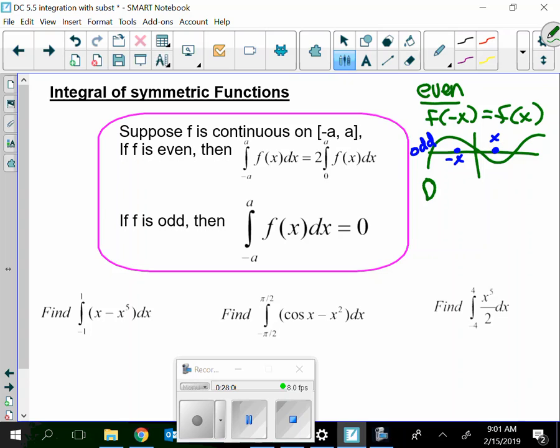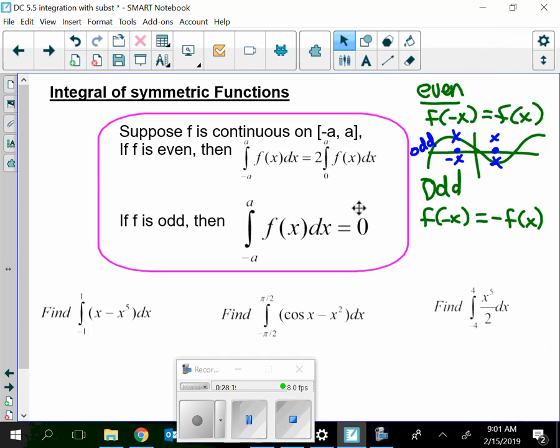Odd is supposed to be f of -x equals -f of x. Look at the y's here. These are the y's. One's negative, one's positive. Now you also have functions that are neither even nor odd, so this little trick is not going to work.